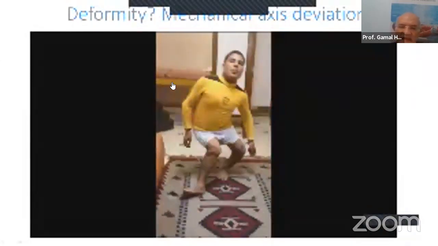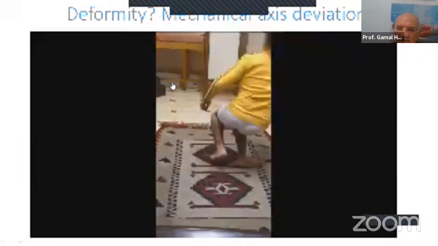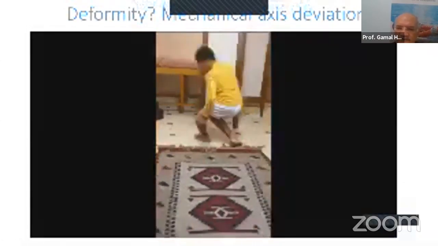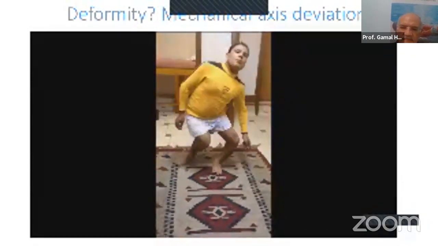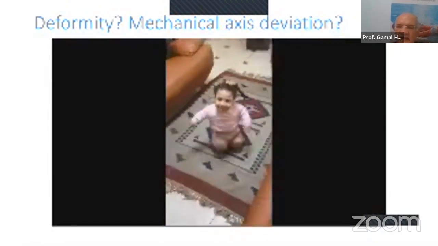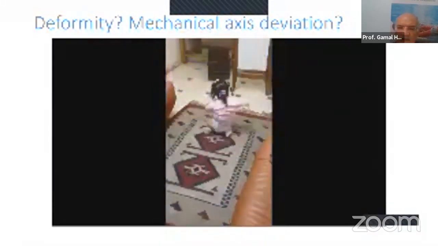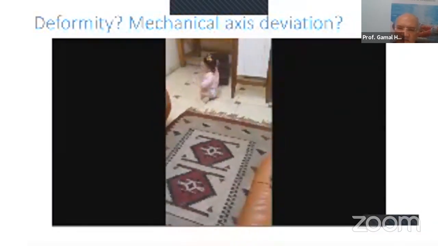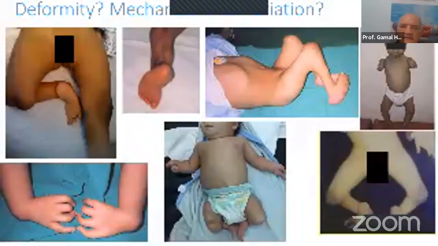Is it just a mechanical axis deviation or more? You see here. It's worse. It's more than mechanical axis deviation. You have crawling patients. It's not just a mechanical axis deviation. It's not just genu varum and genu valgum. Look at these deformities, how severe they are.